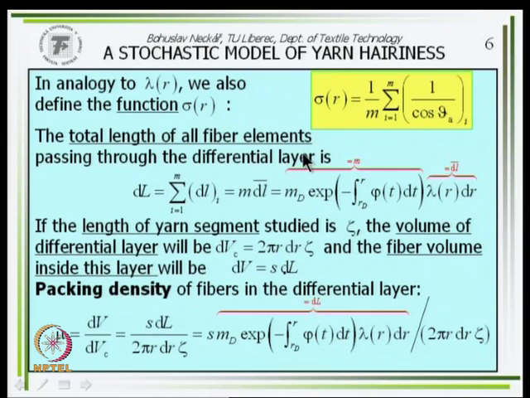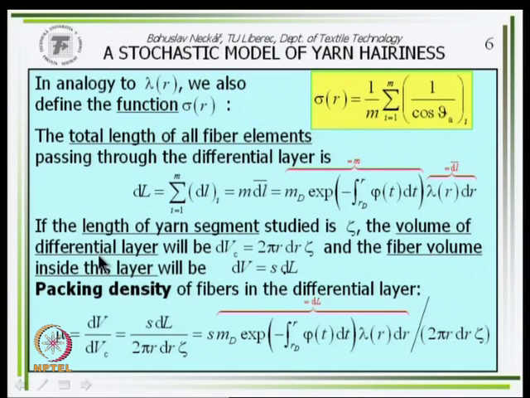The total length of all fiber elements in our layer, what is it? D capital L. It is the sum of all the elemental portions which are lying in our differential layer. So it is the number of such protruding elements times the mean length per one element, isn't it? And this is based on the earlier equation. M is this here, and this is lambda r dr.